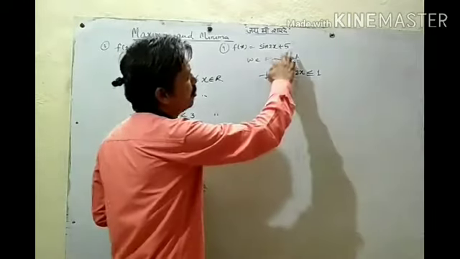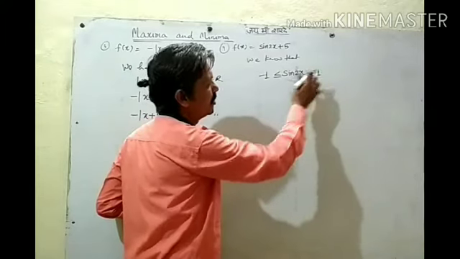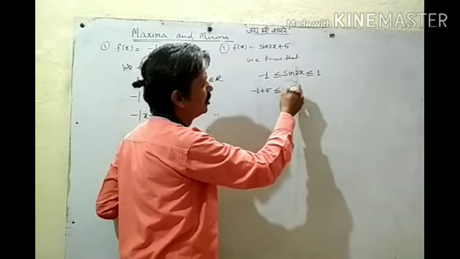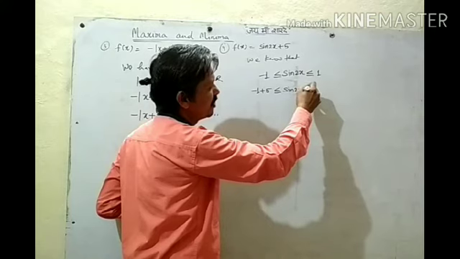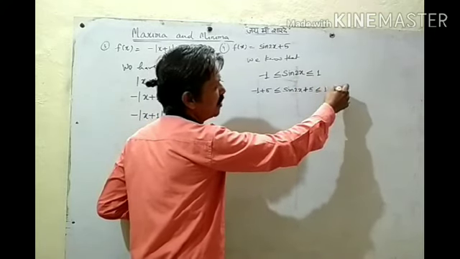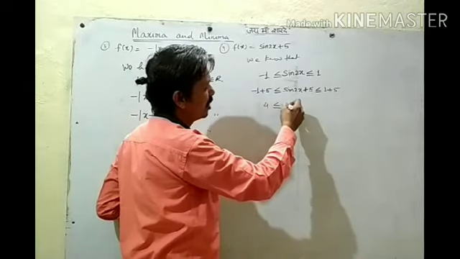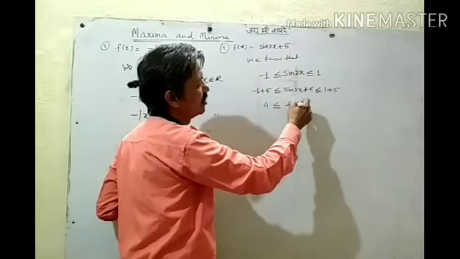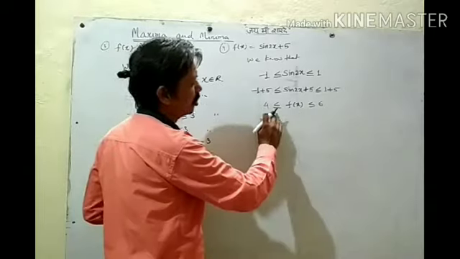Now here we have plus 5. So add 5 in all 3 parts. Adding 5 in all 3, what are we getting? -1 plus 5 is less than or equal to sin 2x plus 5, which is less than or equal to 1 plus 5. That is, 4 is less than or equal to sin 2x plus 5, which is our f of x, and this is less than or equal to 6. So f of x is more than or equal to 4, less than or equal to 6.